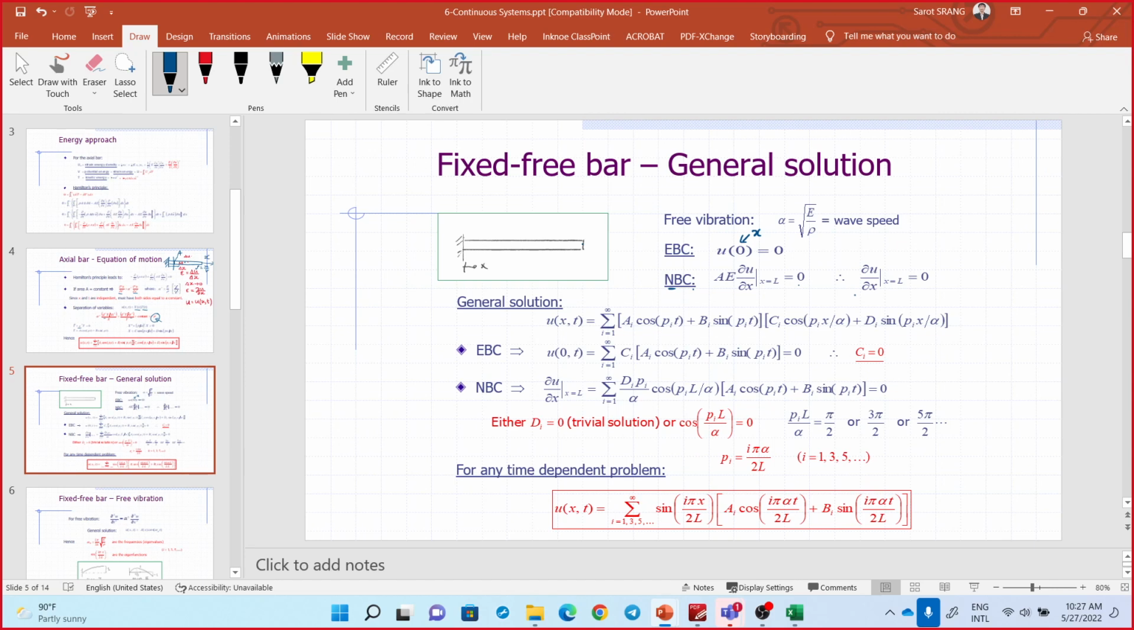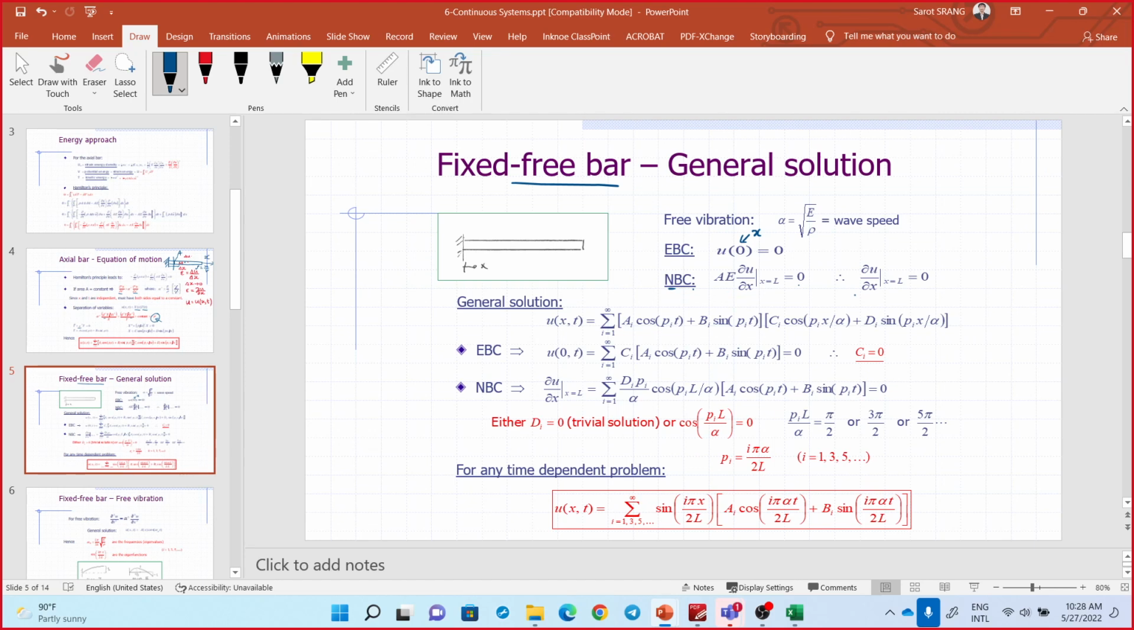No, sorry, I should say it in another way. Because this is a free bar, there's no force applied here. So the boundary condition at this point is equal to 0 because there's no external force. This expression is from force. E times epsilon here is the stress, and the stress times cross section A is force. So there's no external force here.